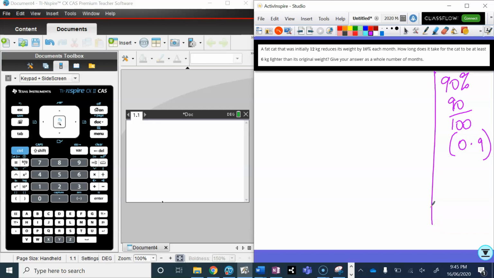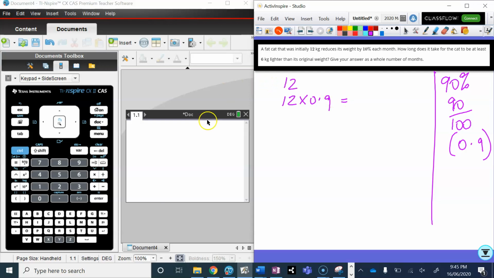So in terms of what this problem's doing, we're starting off, the cat is 12 kilos. Then after 1 month, the cat reduces its weight by 10%. So we say 12 times 0.9, and that'll give us 90% of that cat's weight.